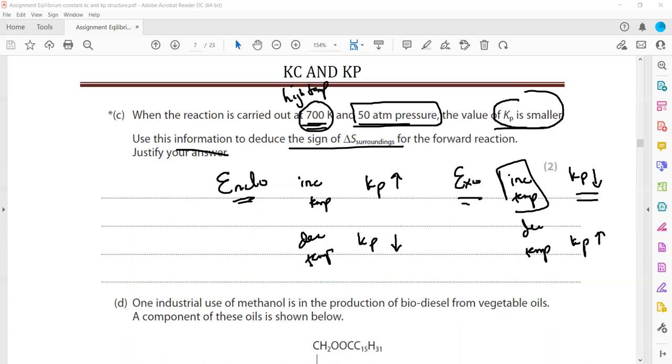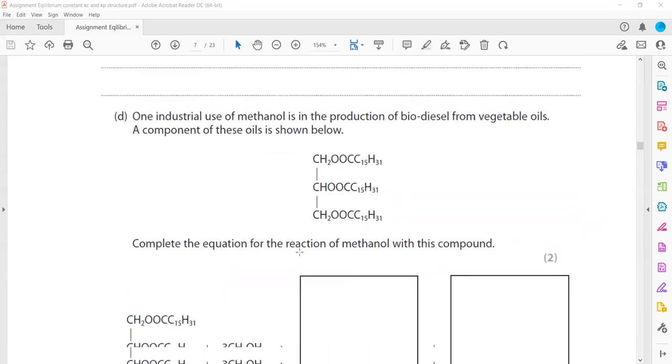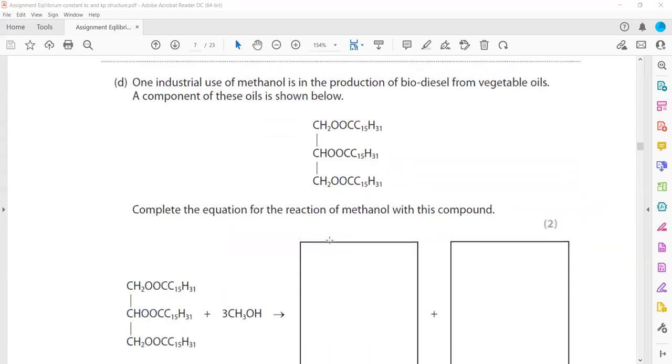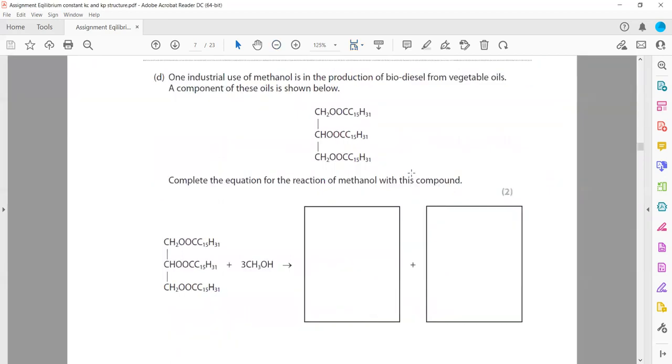One industrial use of methanol is the production of biodiesel from vegetable oil. Complete the equation. This is trans-esterification, which we'll do in the organic chemistry part. It will form an ester.